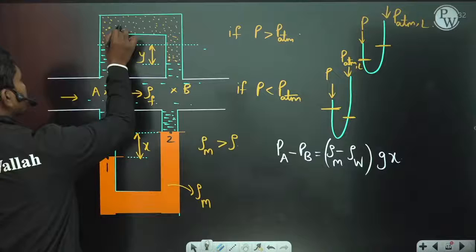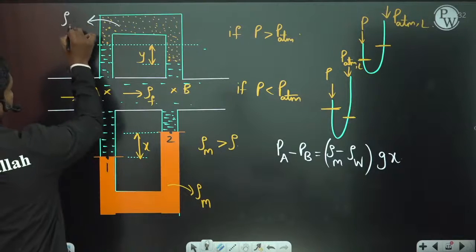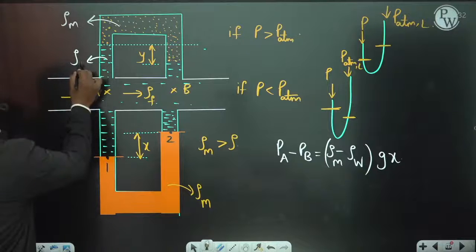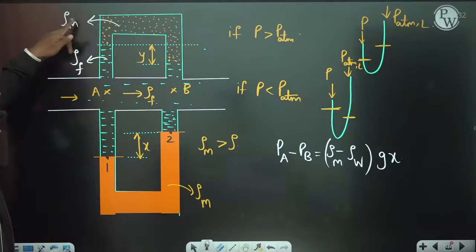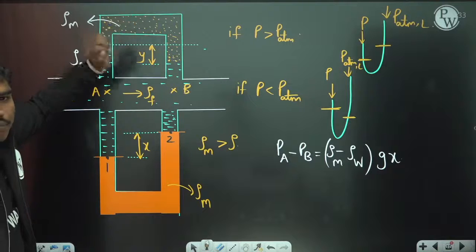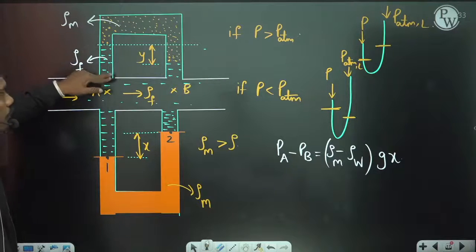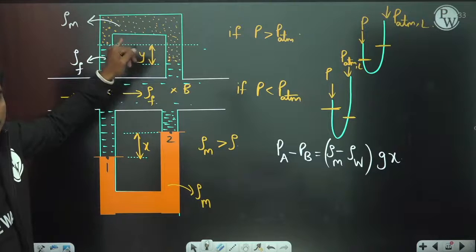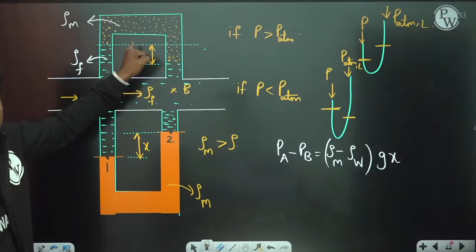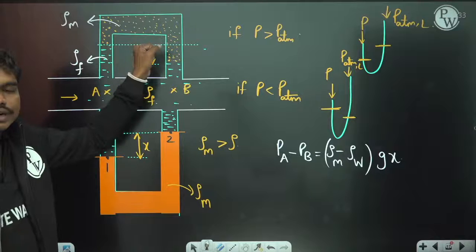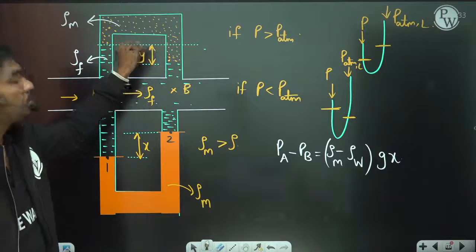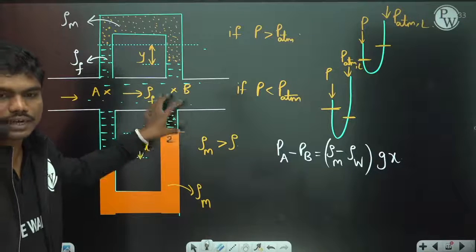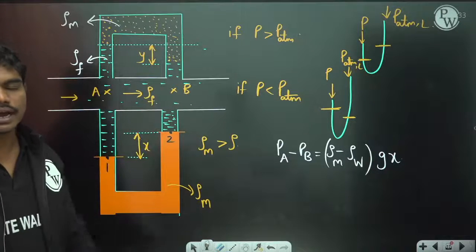Now tell me, out of these two, which density is higher in the case of an inverted tube manometer, the flowing fluid or the manometric fluid? The normal fluid, correct? The fluid which is actually flowing in the pipe has higher density.